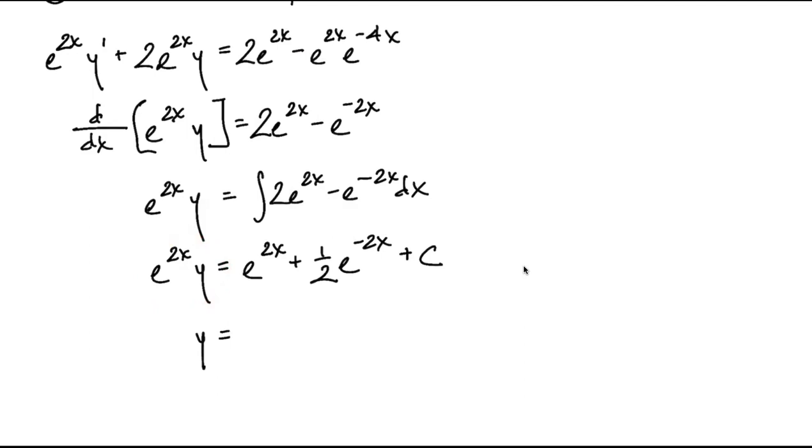All right, so before I plug in any initial conditions, let me make this explicit by dividing through by the e to the 2x. So I'll get y equals 1 plus 1/2 e to the negative 4x plus c e to the negative 2x. Okay, so I have to divide every single term by that e to the 2x.